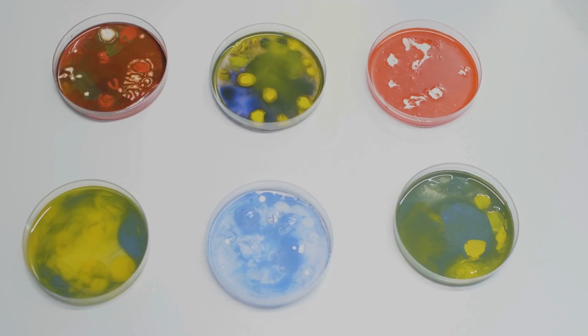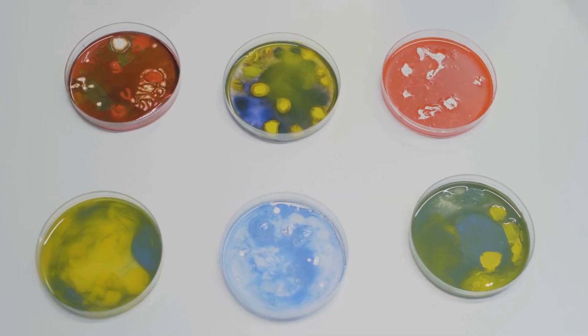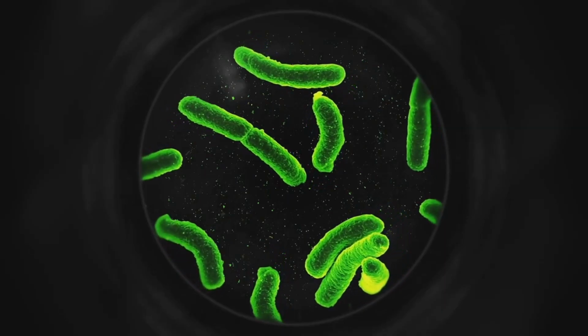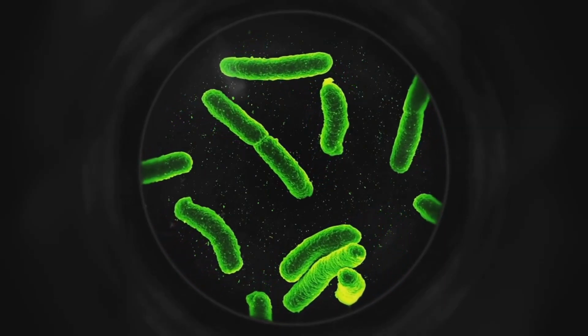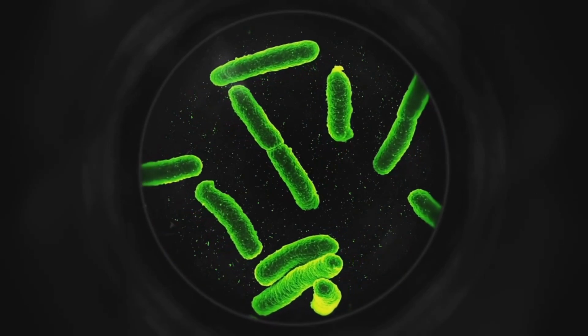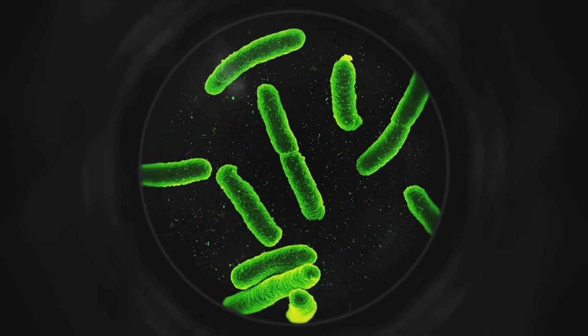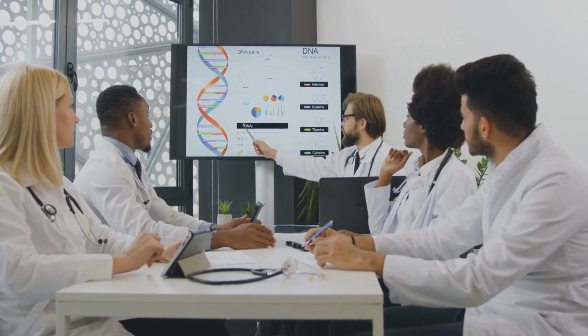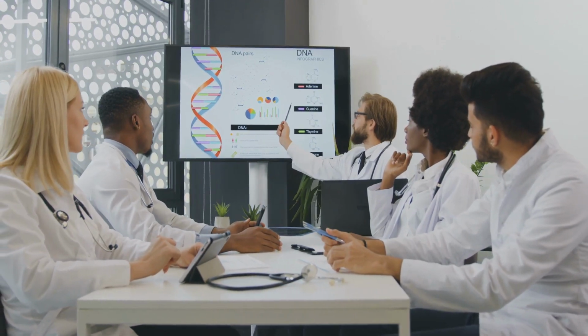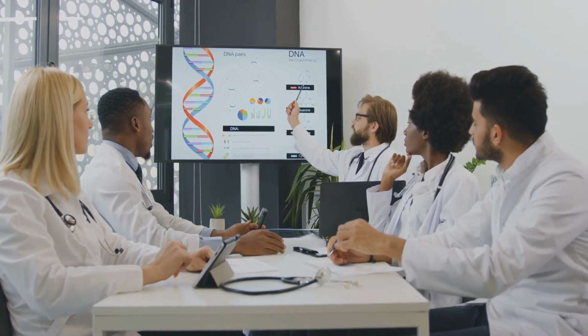Consider the case of antibiotic resistance in bacteria. Mutations that allow bacteria to survive exposure to antibiotics can spread rapidly through a population, making the bacteria harder to treat. While this poses challenges in medicine, it's a striking example of how changes in DNA drive adaptation and survival.